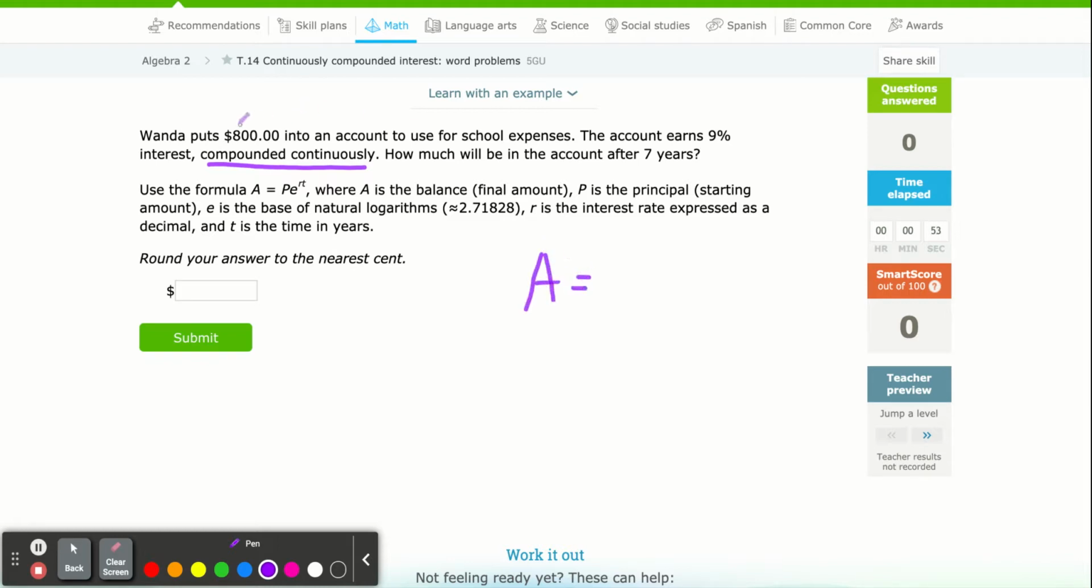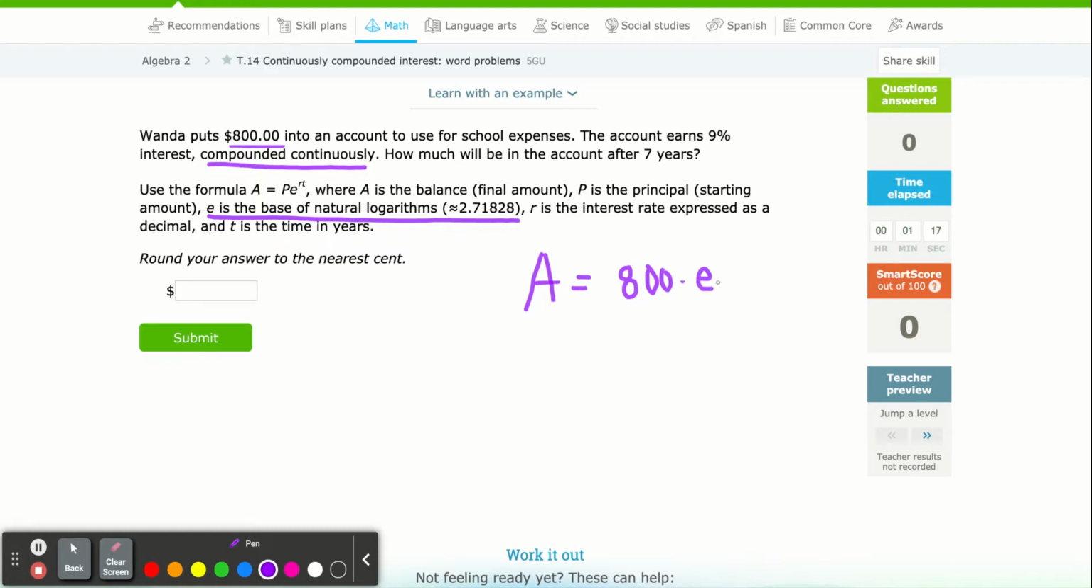It gives me my principal. Wanda puts $800, so I'm going to take $800 and I'm going to times that by, now this is where this number E comes in. This is the number E. E is not a variable. E is the base of a natural logarithm, and it's 2.71828 and so forth. It actually keeps going. So when I put an E here, I'm actually putting a number, not a variable.